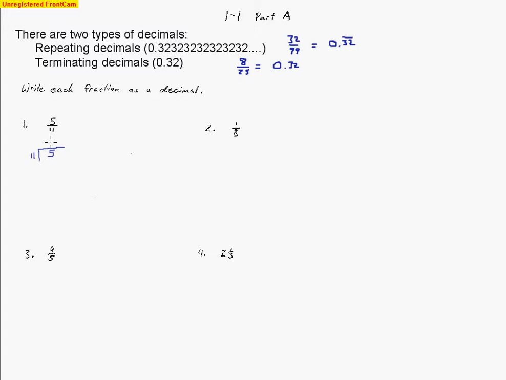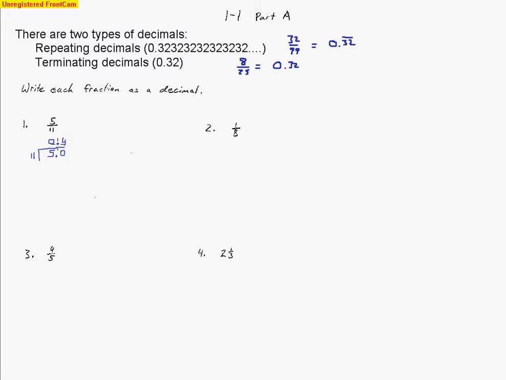Well, 11 does not go into 5, so we're going to add a 0. And then we add the decimal point and another 0 here. And so now we're doing 11 into 50. Well, 11 goes into 50 almost 5 times, but not quite. See, 5 would be 55, so we're going to go in 4 times.